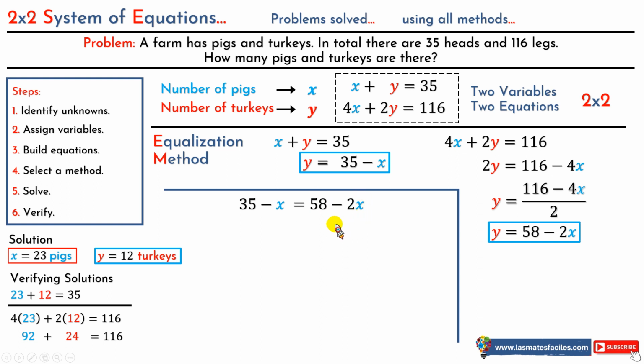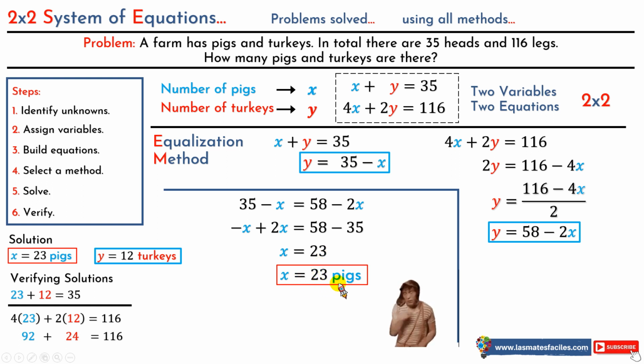Okay, let's move the x's to the left and the constants to the right. This 2x is negative, goes to the other side, positive. This 35 is positive, goes to the other side in negative. Now minus x plus 2x is x. 58 minus 35 is 23, and perfect. The number of pigs is 23.